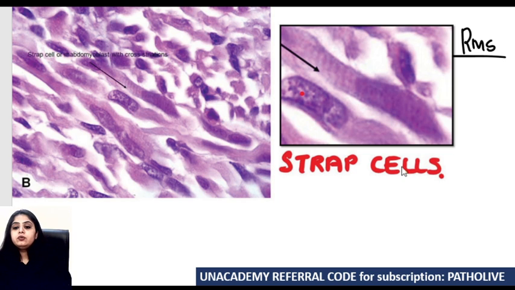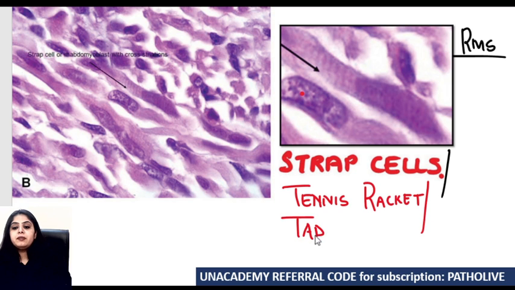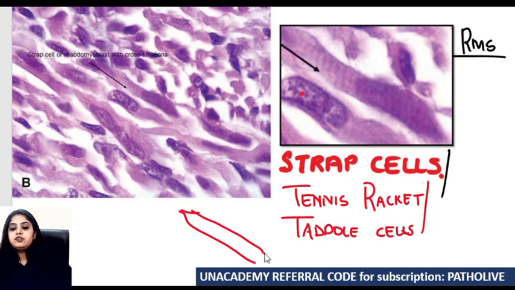We see something with a lot of names given to it. Some people call them strap cells. Some like to call them tennis racket cells. Some also like to call them tadpole cells. Depending basically on your imagination, these are the kind of names given to it. And why? What is common between these names? They are not round cells. They are elongated, as if you are dealing with a strap.